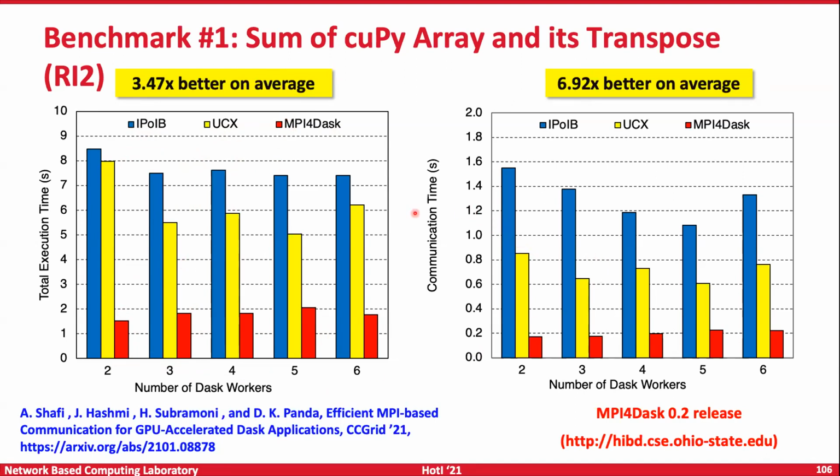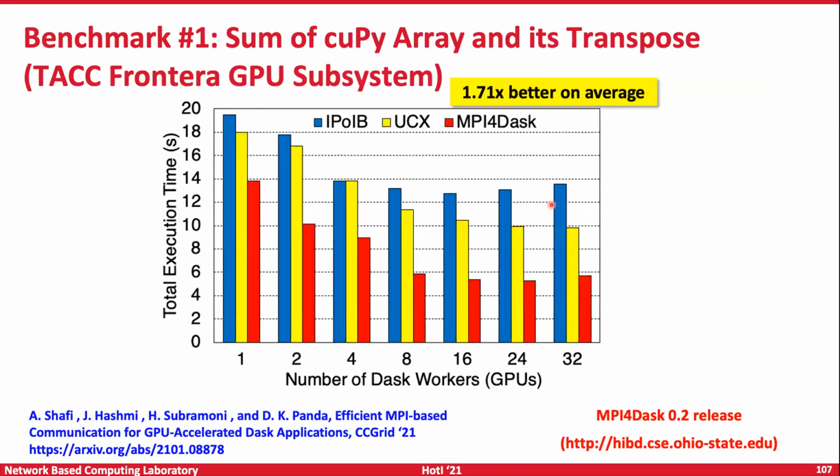This gain is also visible when we plot the communication time. For communication time, the gains are more pronounced, like 6.92 times better on average. In the hands-on session, we will actually try and run one of these applications as well. This is the sum of a cuPy array and its transpose on the TACC Frontera GPU system. And here, more GPUs are involved, right? The previous slide only had results until 6 workers, but here we are plotting results until 32 GPU workers.